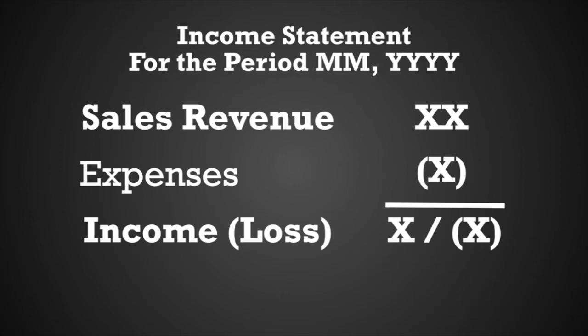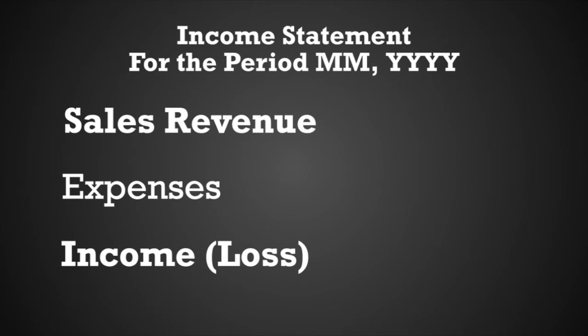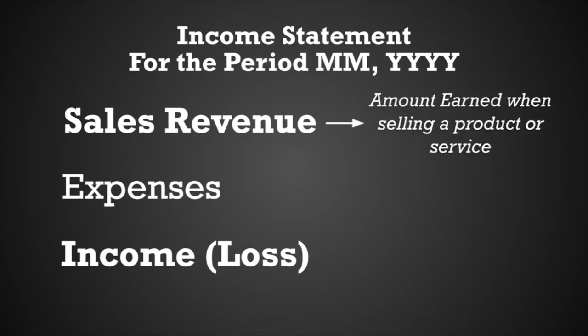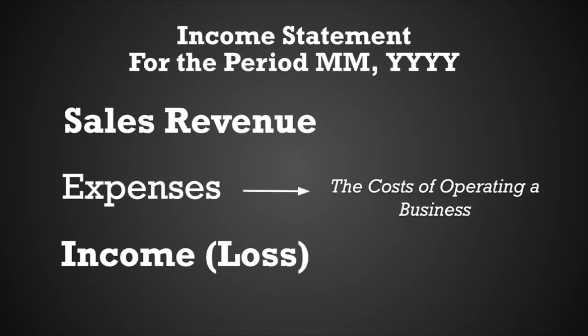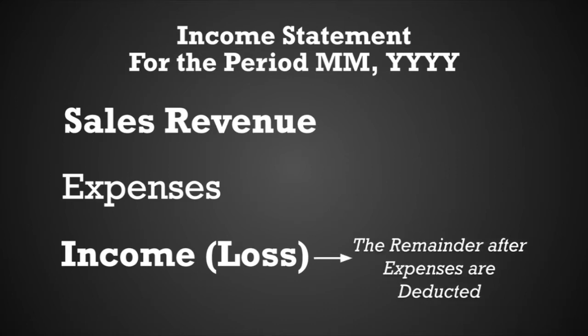Let's dissect it. First, we have something called sales revenue. Sales revenue is the amount earned when selling a product or service. What are expenses? Well, the expense is the cost of operating a business. And lastly, you have something called income or loss. It is the remainder after expenses are deducted.